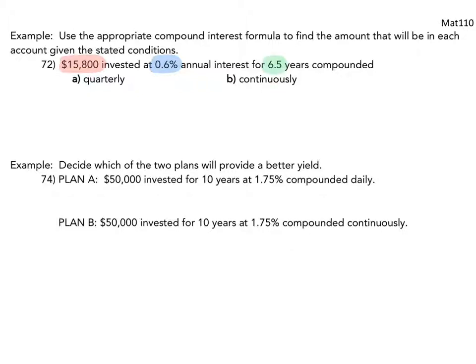So the first part says, okay, what if you invest that amount quarterly? As soon as I read any word like quarterly, semi-annually, annually, monthly, that tells me that I'm going to be doing compound interest. And the formula is this. So that's all I will give you. You have to know what to fill in. A is the ending amount, which is what I'm looking for. P is that initial investment, $15,800.